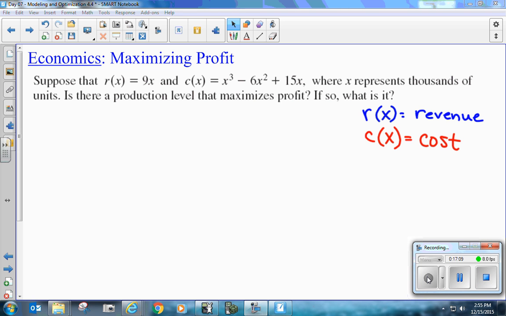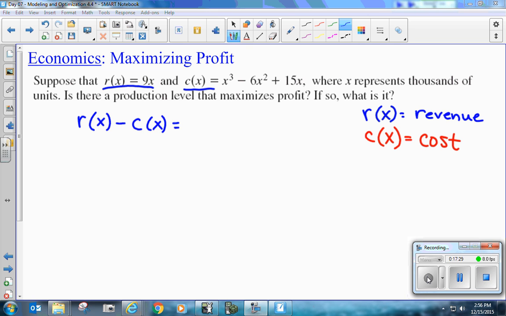Let's talk money. Suppose that R of X represents our revenue, and C of X represents our cost to build something. If we want to know how to maximize that, I take how much I can make and subtract how much it costs me to make them. And that gives me some sort of number that represents my profit. If I want to maximize it, we're talking derivatives.